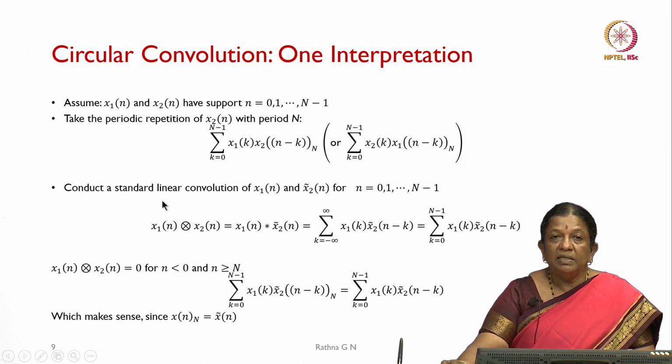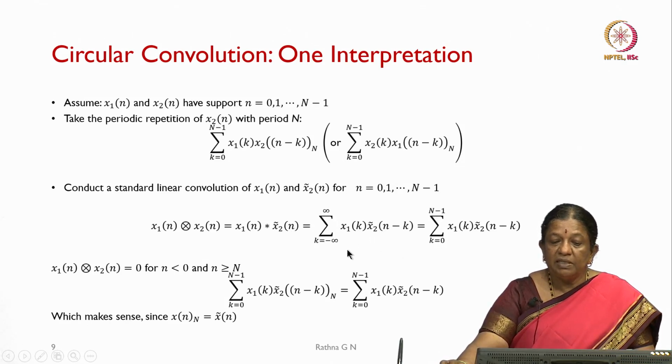So, conduct a standard linear convolution of x1 and x2 tilde of n for n equal to 0 to N minus 1. We remember that circular convolution has the symbol like this, x1 of n circularly convolved with x2 of n, or the other way round, x1 of n linearly convolved with x2 periodic tilde of n, which is the same. So, this is the equation.